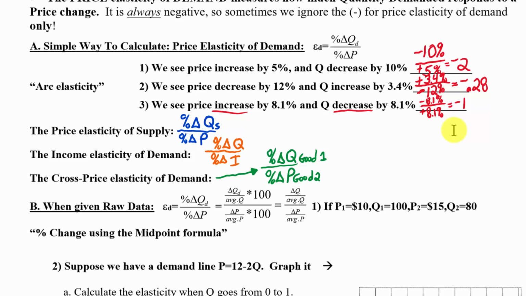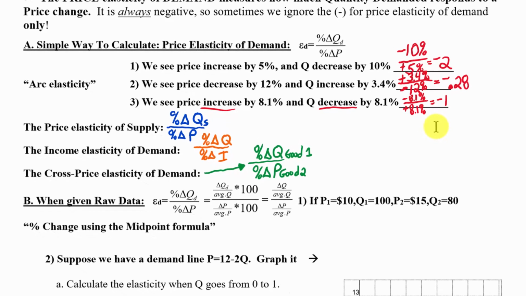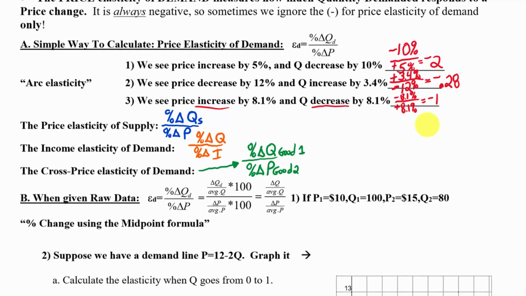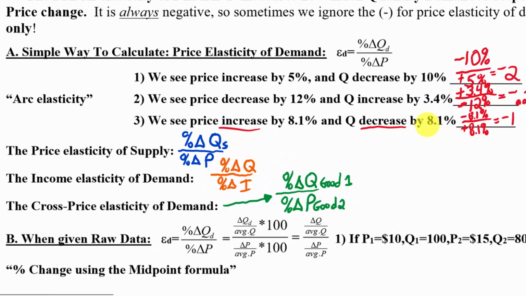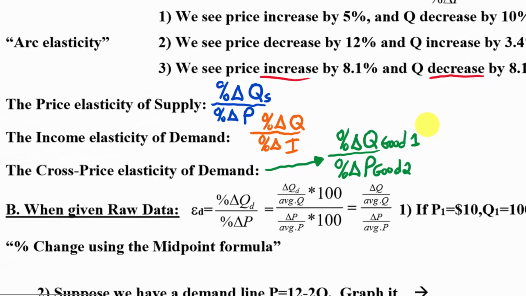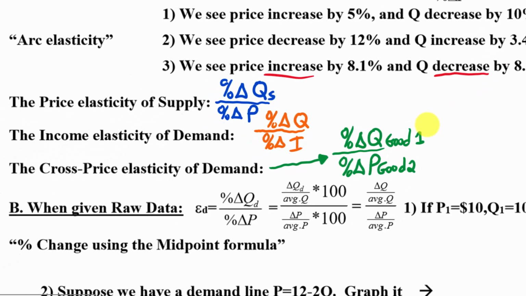Except, of course, we're never done. We have to interpret what it means, right? So we want to say, is it elastic or inelastic? And what does that elasticity actually mean, just like we did with these three over here. Now, just a couple of quick things to mention, and then we'll talk about how to do this with raw data. But a couple of things we want to mention here before we go about these other elasticities.